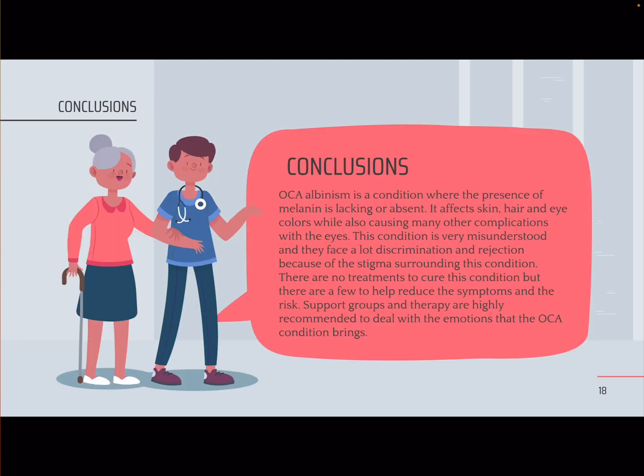So wrapping up with my presentation, OCA albinism is a condition where the presence of melanin is lacking or absent. It affects the skin, hair, and eye colors, while also causing many other complications with the eyes. This condition is very misunderstood, and they face a lot of discrimination and rejection because of the stigma and stereotypes surrounding the condition. There are no treatments to cure this condition, but there are a few to help reduce the symptoms and the risks. Support groups and therapy are highly recommended to deal with the emotions that the OCA condition brings.